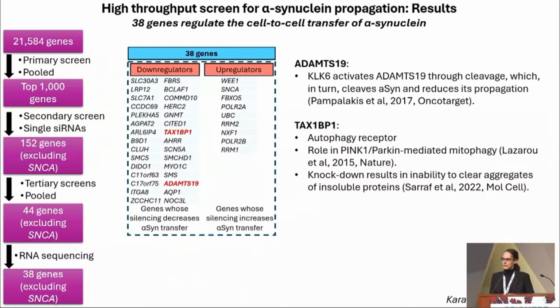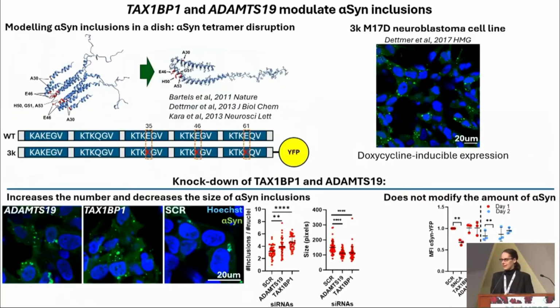Two of those genes were of particular interest: TAX1BP1, which is an autophagy receptor, which has also been found to be involved in mitophagy in Parkinson's disease. And the other gene is ADAMTS19, which has been found to be involved in the proteolytic cleavage of α-synuclein. To start studying the mechanism of action of those genes, we hypothesized that they are involved also in the formation of α-synuclein inclusions, as I previously mentioned, the Lewy bodies. So the next challenge was to model α-synuclein inclusions in tissue culture.